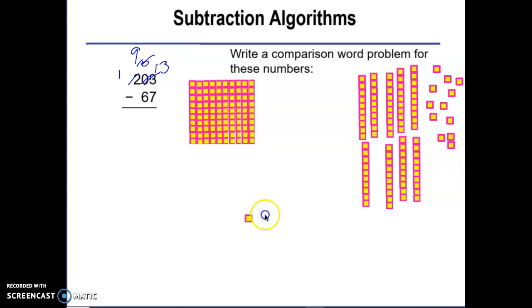So let's illustrate that. 1, 2, 3, 4, 5, 6, and 7. Okay, so what do I have left? 1, 2, 3, 4, 5, 6.